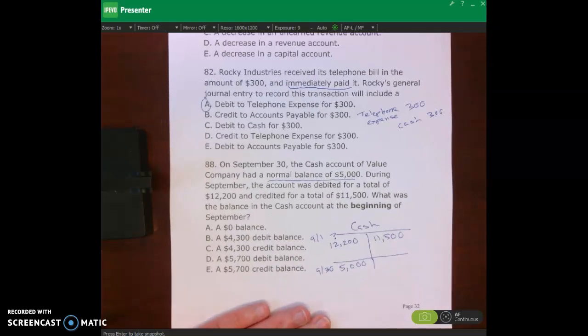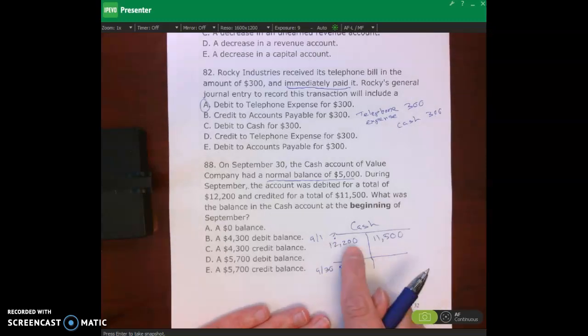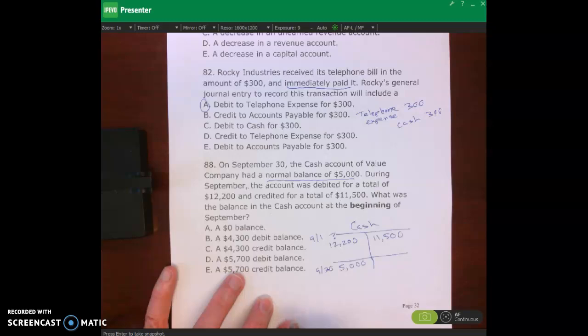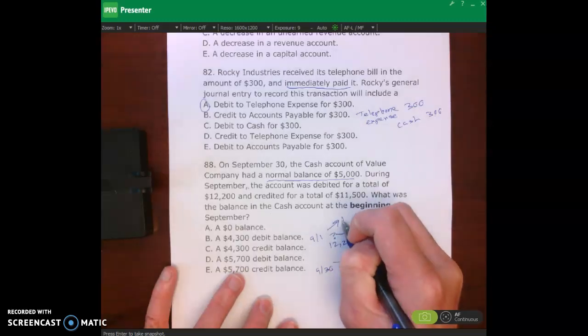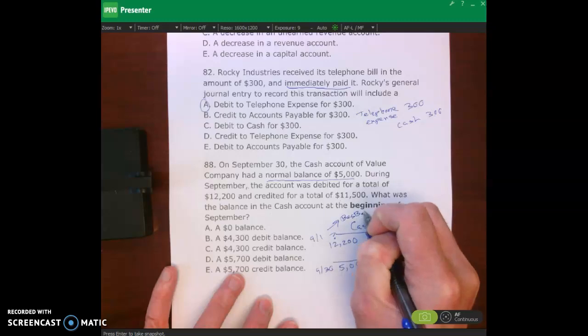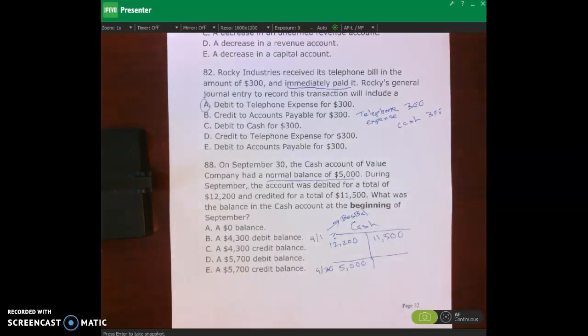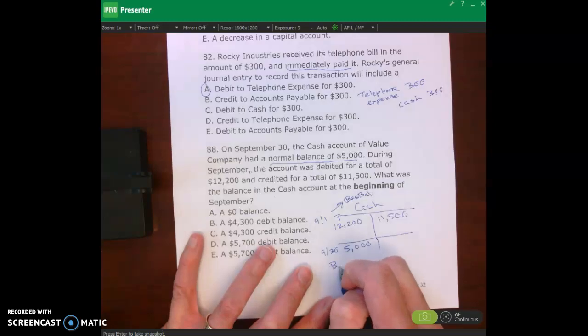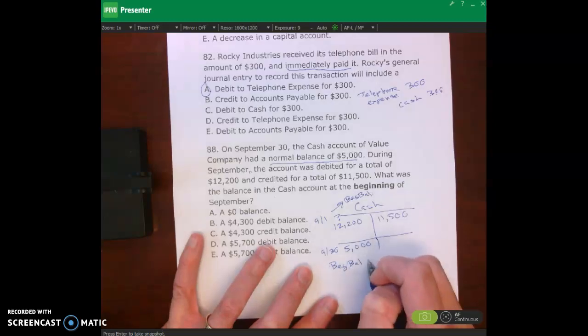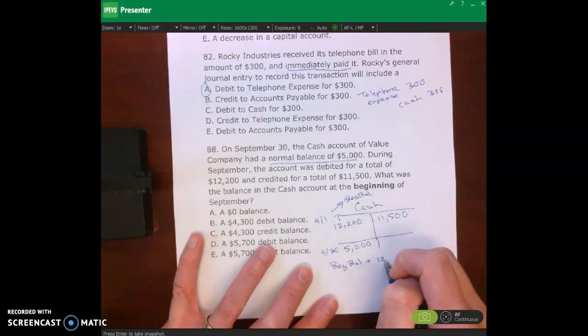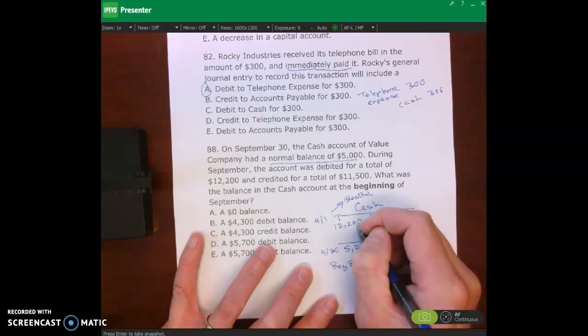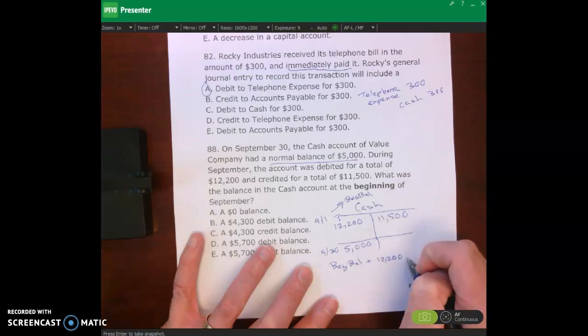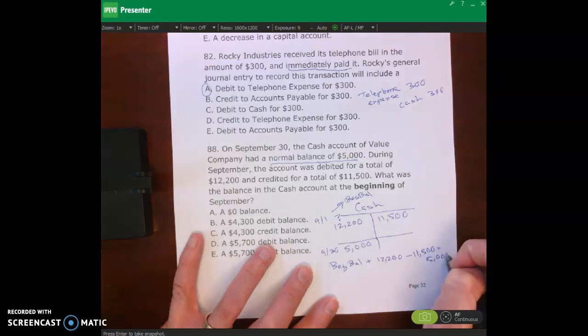So what I need to do is set up a simple algebra equation to help me solve this problem. Instead of the question mark, I'll just write beginning balance. That'll be my unknown. So I'll come over here and say beginning balance plus how much cash I collected, my debit, minus how much cash I spent, equals how much I have left over.